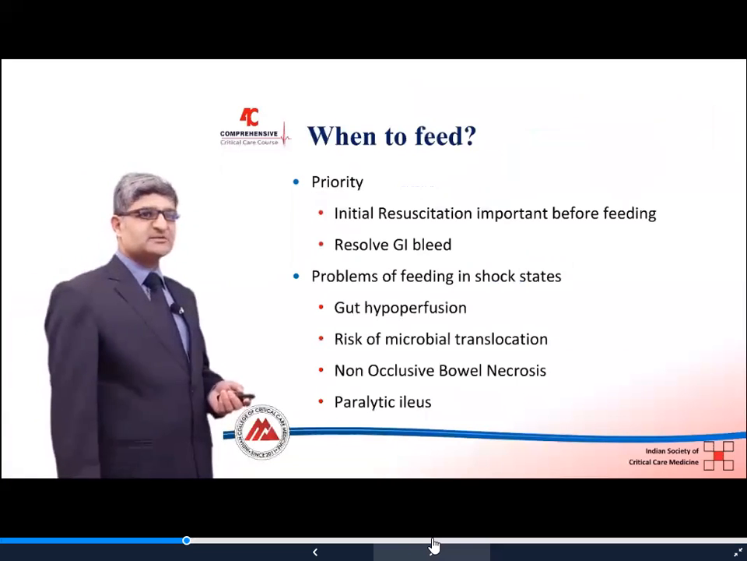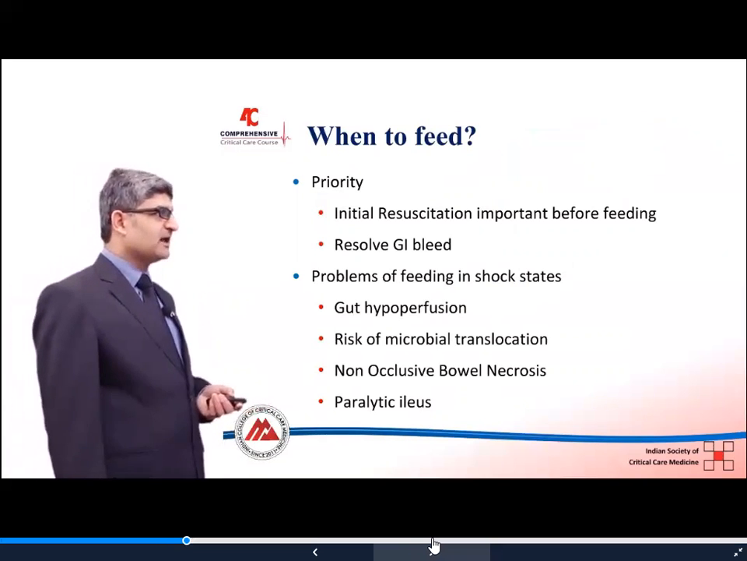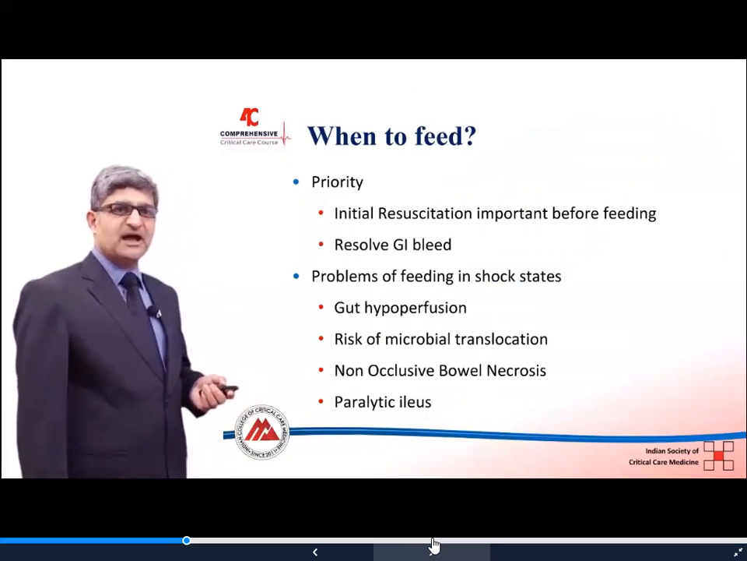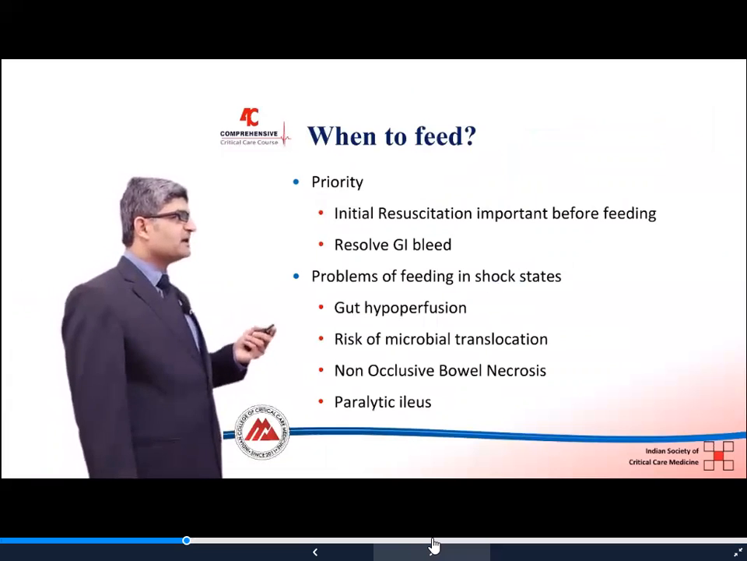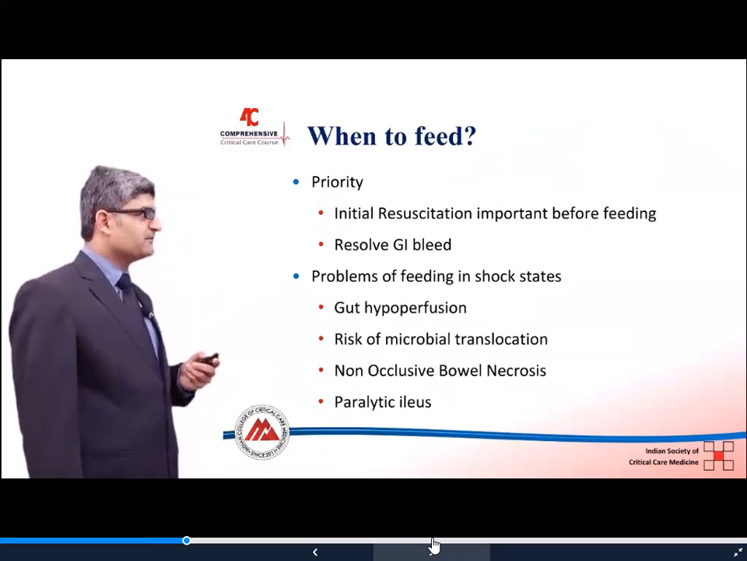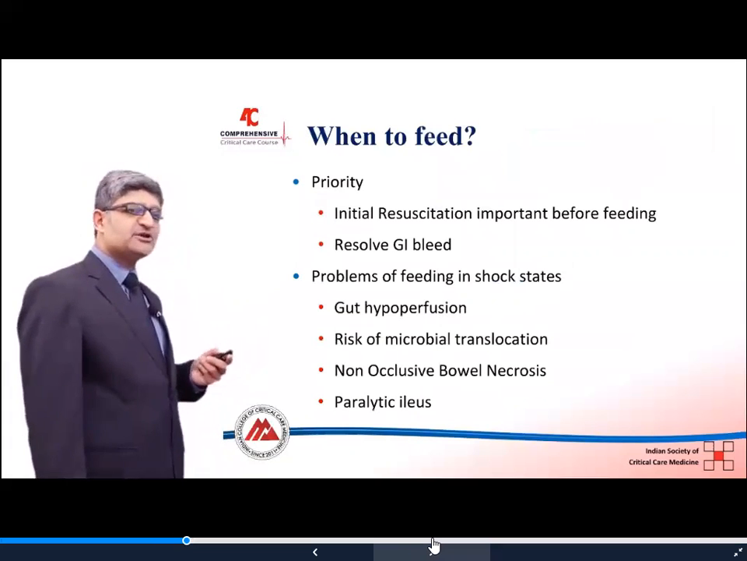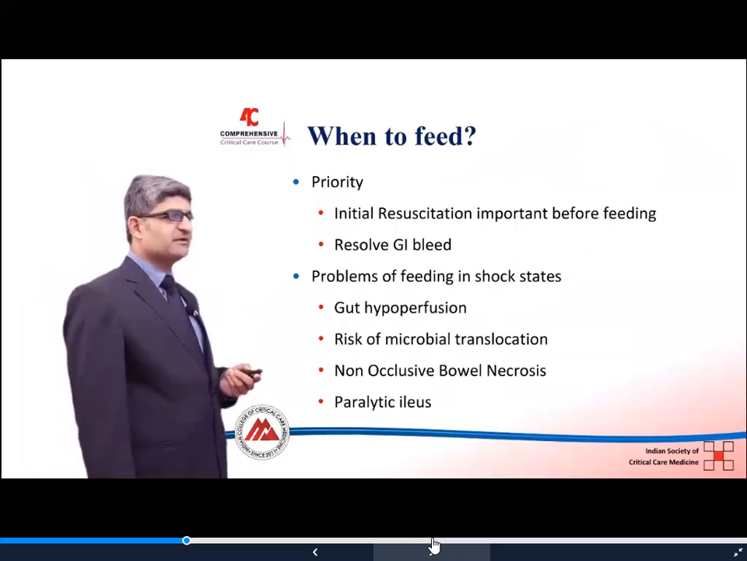As per the recent guidelines of 2016 ASPEN and the SCCM guidelines which have come up, most importantly, you have to stabilize the patient first and resuscitate the patient first and see that the patient is hemodynamically stable before initiating the feed. So initiation of feeding and resuscitation is important. Any patient who has a GI bleed, see that there is a resolution of the gastrointestinal bleed.